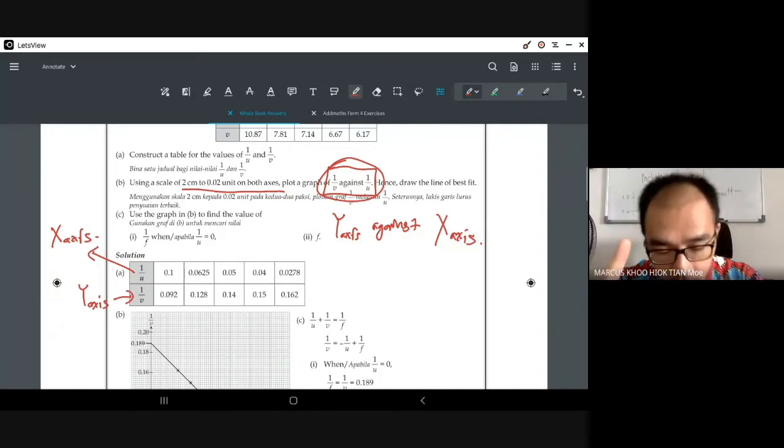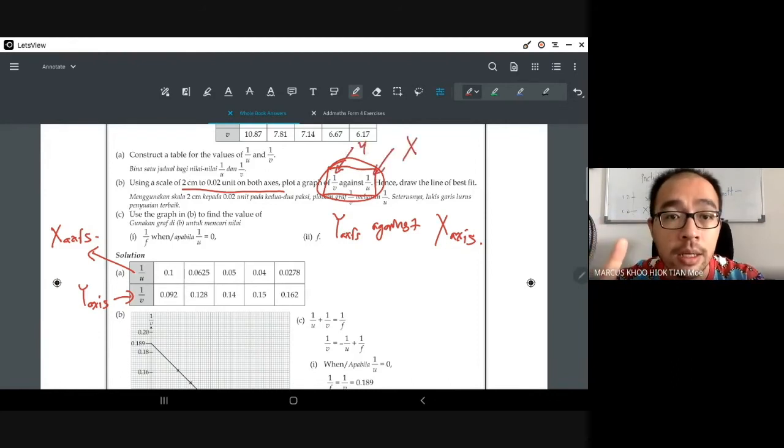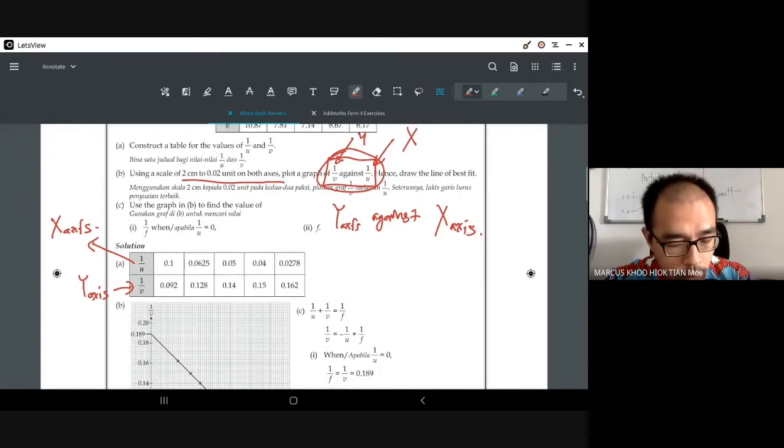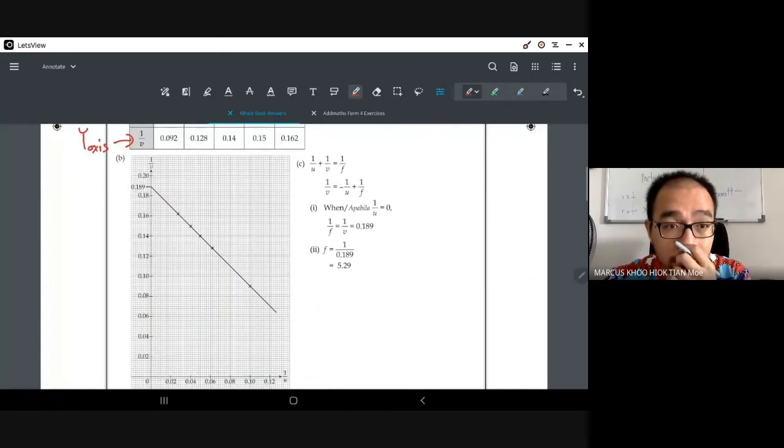So you must know. If the question asks you to plot a graph of 1 over v against 1 over u, you must know immediately that this one is the y-axis and this one is the x-axis. The clue is in the question. You just have to remember it. So when you plot the graph, you draw the best fit line.